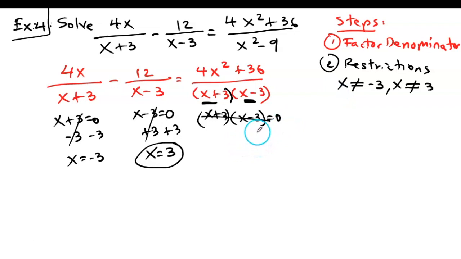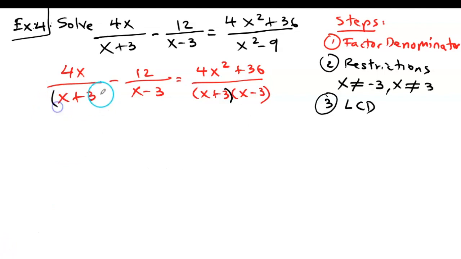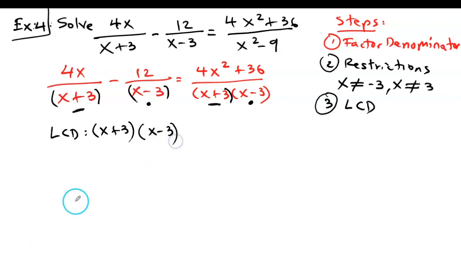Alright, my next step, LCD. Let me erase and let's find the LCD. X plus 3 is here, x plus 3 is there, so that's part of my LCD, x plus 3. X minus 3 is here, x minus 3 is here, so that has to be here. Anything else on the denominators? No. My LCD is x plus 3 times x minus 3.